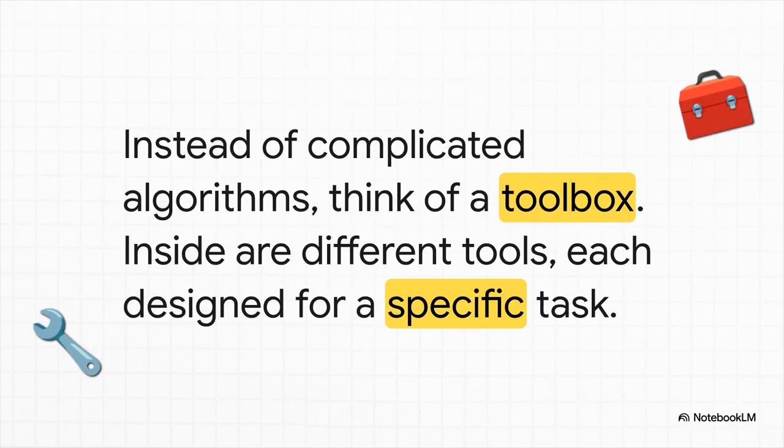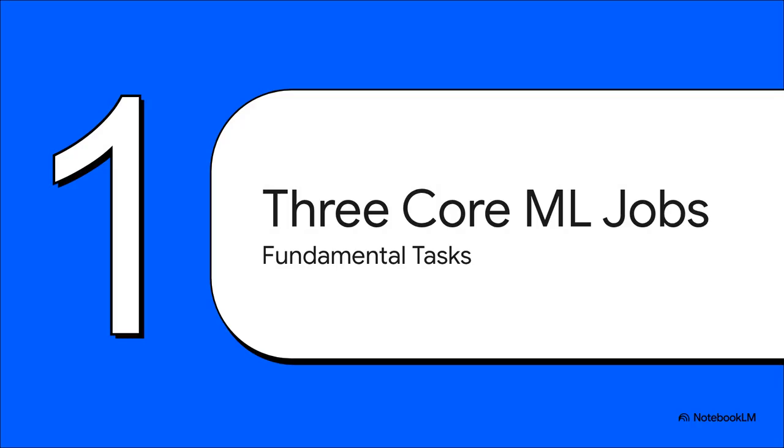Okay, here's the best way to think about this. Forget all the complicated algorithms for a second. Instead, picture a toolbox. That's it. You've got a specific job you need to do, and inside this box are different tools, each one perfect for a particular task. I mean, you wouldn't use a saw to hammer a nail, right? It's the exact same idea here. To get started, let's focus on the 3 big jobs you'll run into most of the time. Seriously, almost everything you'll do in machine learning is some version of one of these 3 things.